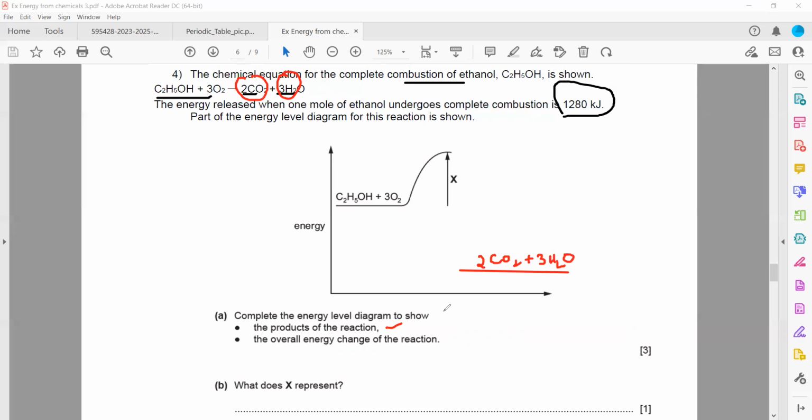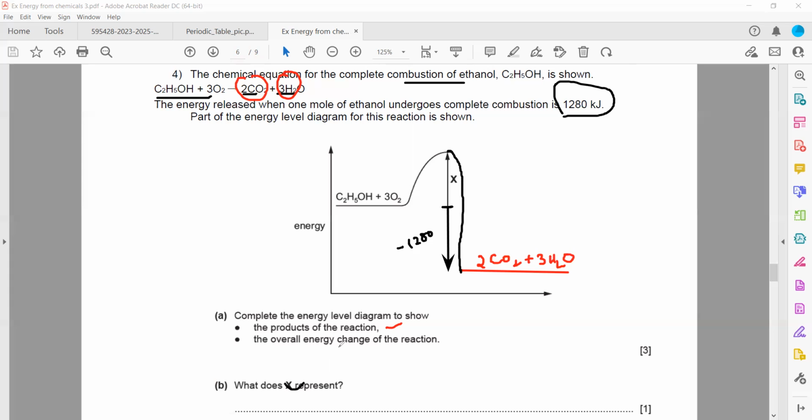Then we have to label the overall energy change for this reaction. So the overall energy change from reactant till the product, and how much is this? 1280. And why do I write negative here? Because for an exothermic reaction, the energy change is always negative. We can complete the diagram by connecting this.